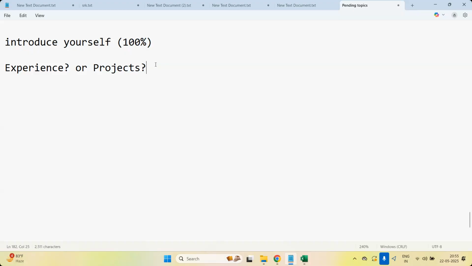Now, if you go to the interview room without projects, first, in the resume, what will you write? In the interview room, what will you say? When they ask some questions from that project, what answer will you give?